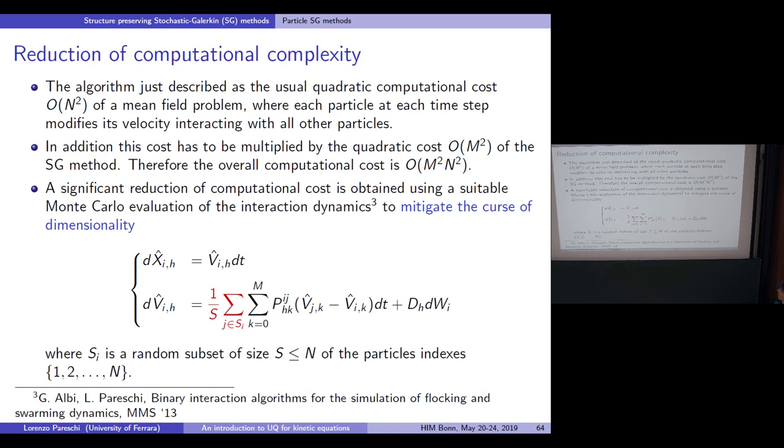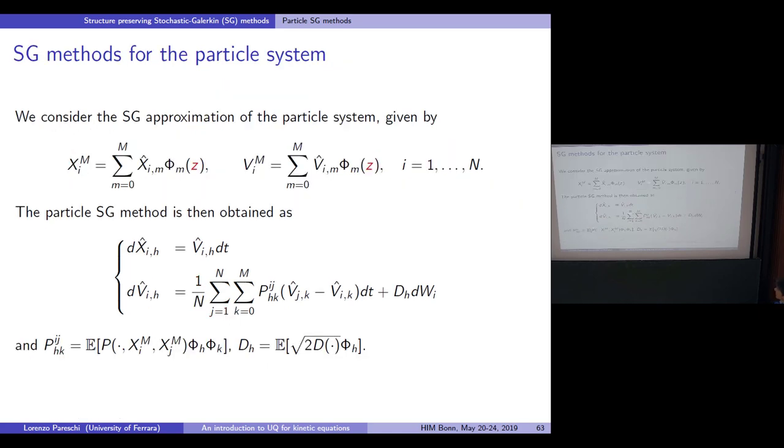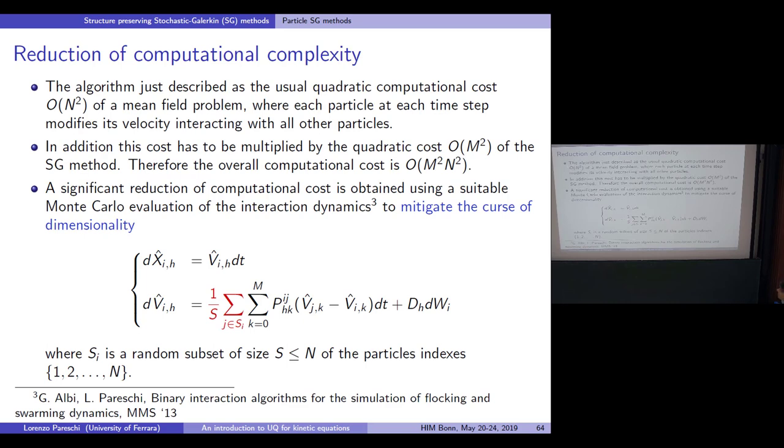How do we reduce the computational complexity? Because in general, the computational complexity of this approach is pretty high. The complexity of the particle system, if we have n particles, is equal to the square of the number of particles, and since the method has a nonlinearity in the alignment term, we also have a quadratic cost in the space of parameters. So the whole computational cost is quadratic with respect to m, the number of modes that we have taken in the expansion, and with respect to the number of particles, which can be pretty large in general.